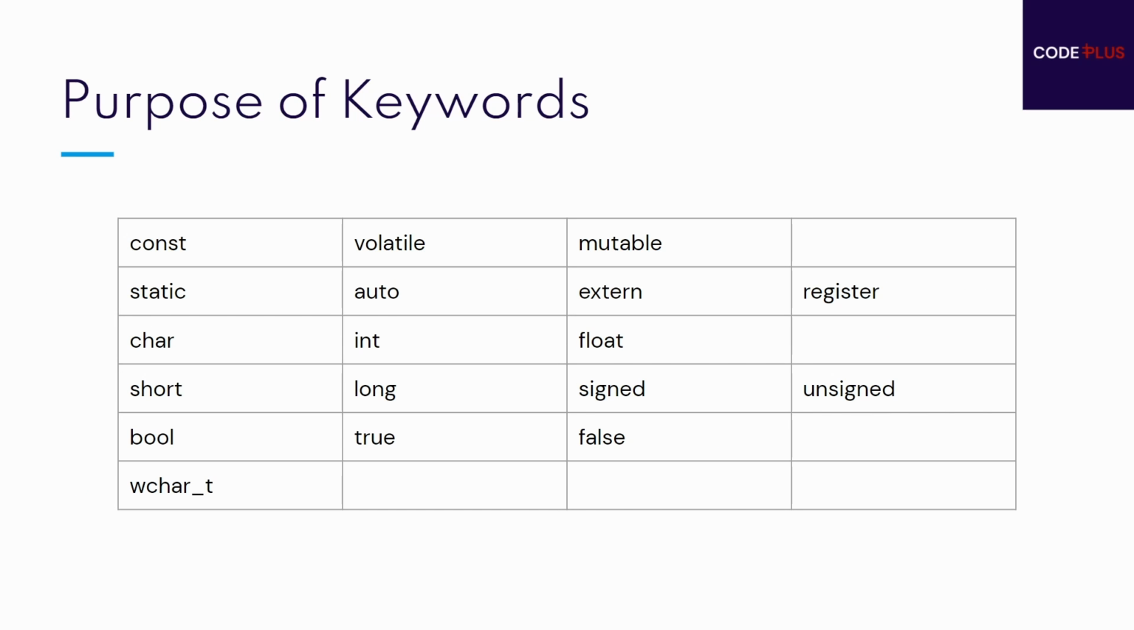Now let's talk about the purpose of keywords. For example, the const keyword is used to create constants. The static keyword is used to define static variables. Char, int, float are keywords of data types, which are used to define character, integer, and float type variables and constants. This set of keywords is used when a variable or a constant is defined.